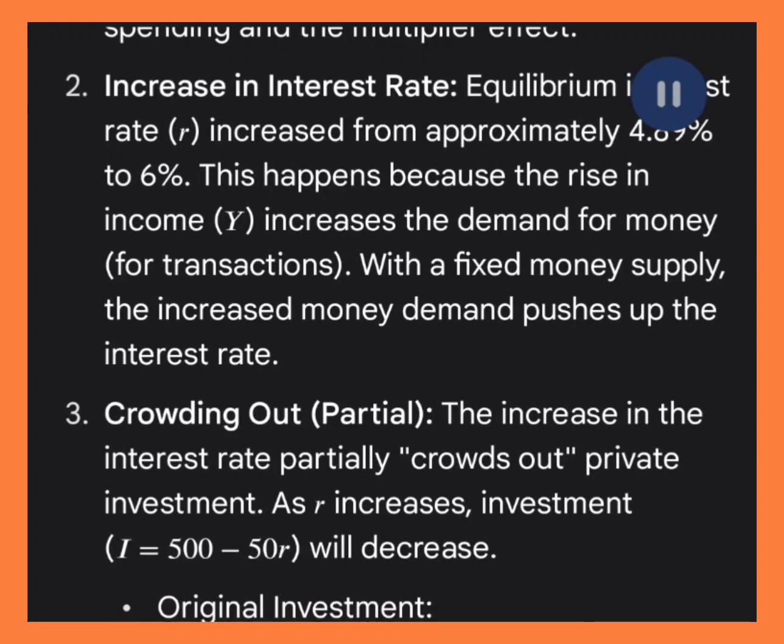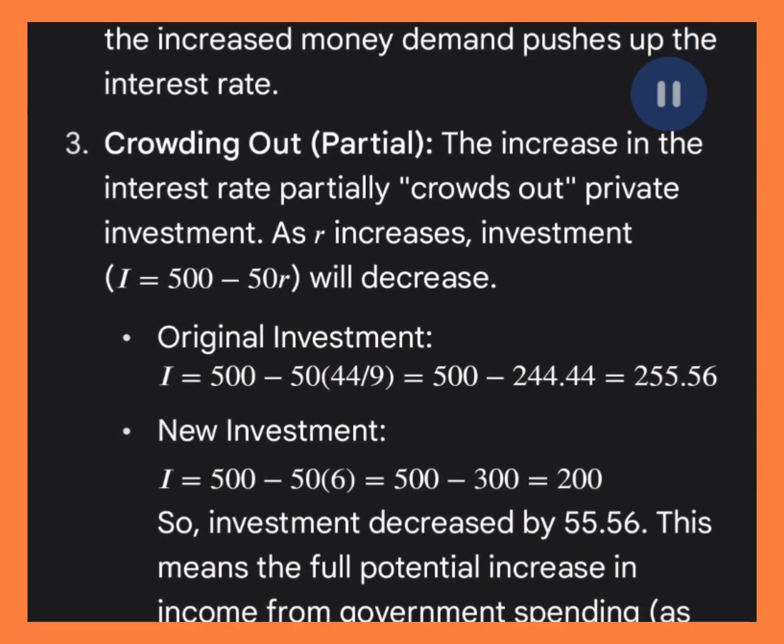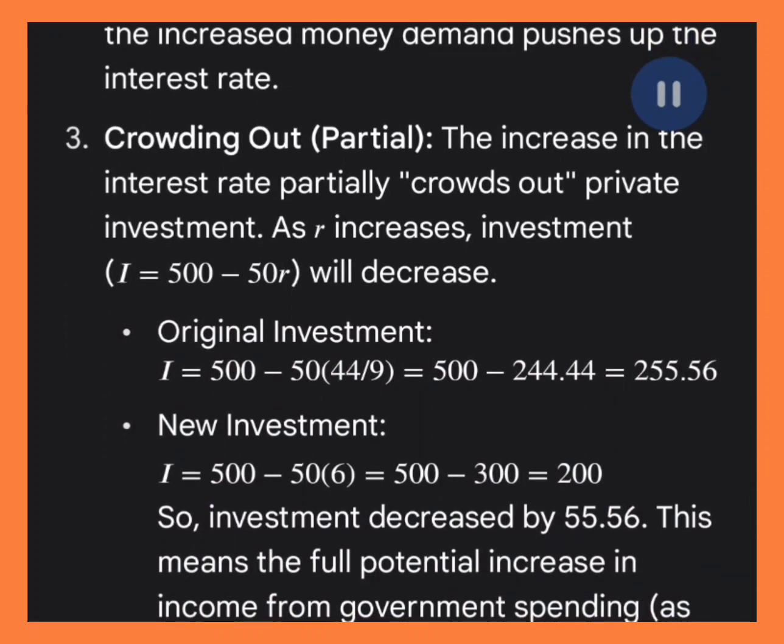Three, crowding out, partial. The increase in the interest rate partially crowds out private investment. As r increases, investment I equals 500 - 50r will decrease. Original investment I equals 500 - 50 × 4.89, equals 500 - 244.44, equals 255.56. New investment I equals 500 - 50 × 6, equals 500 - 300, equals 200. So investment decreased by 55.56.